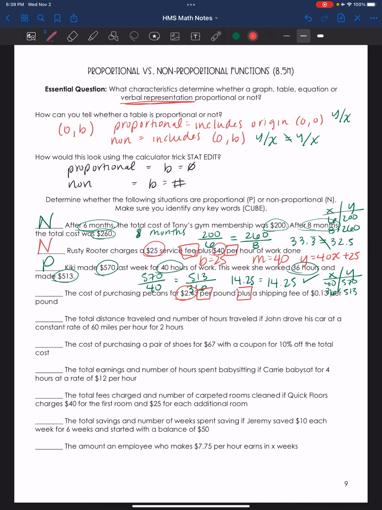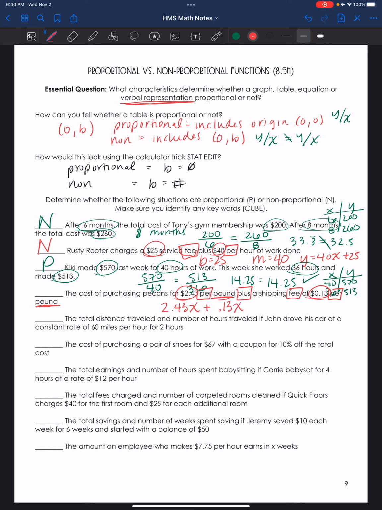plus a shipping fee. So since I know that I have a fee in here of 13 cents per pound. This is a trick question. I have two multiplicatives and we're talking about the same thing. So really, if it's $2.43 per pound plus 13 cents per pound, and I have per pound on both, therefore I'm talking about the same thing, what this would look like is $2.43 times pecans plus 0.13 times pecans.